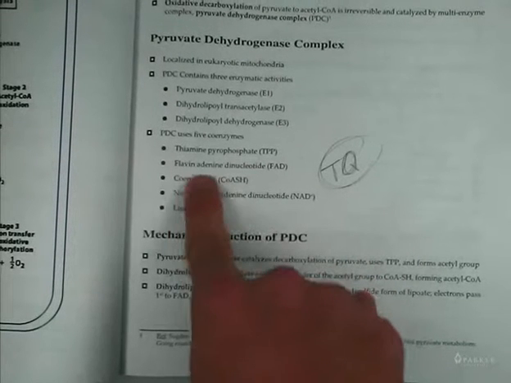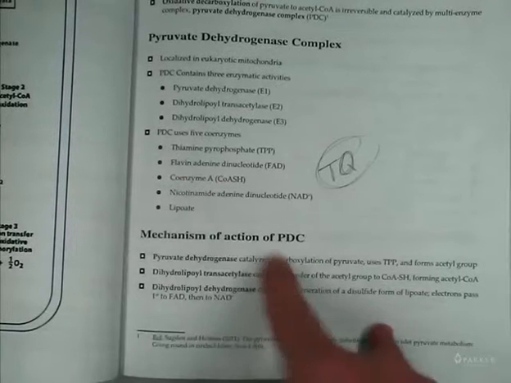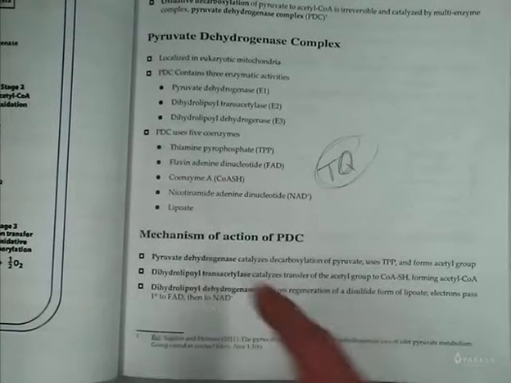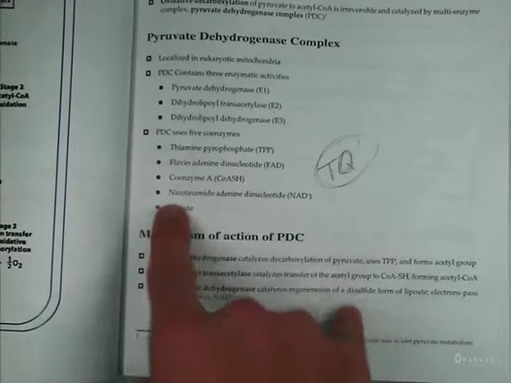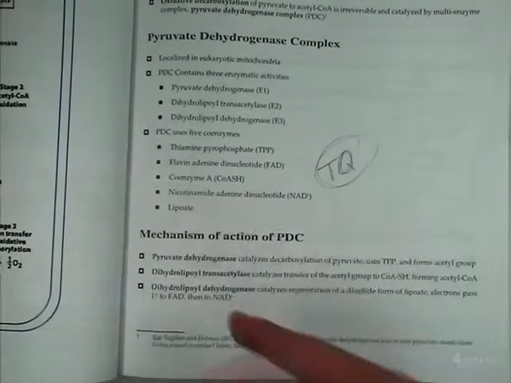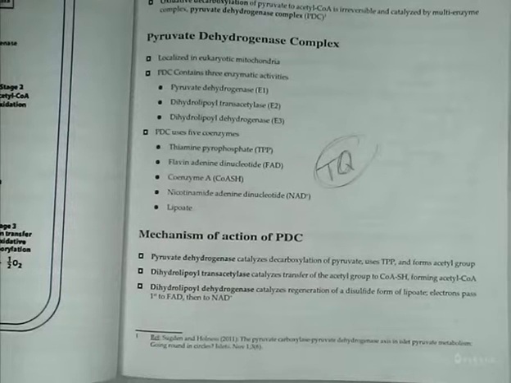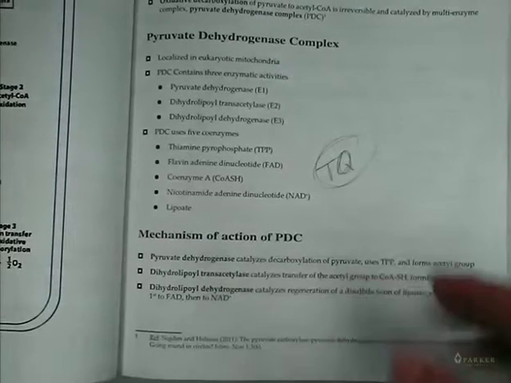Thiamine pyrophosphate, flavin adenine dinucleotide, coenzyme A, lipoate, nicotinamide adenine dinucleotide. So NAD, FAD, TPP, CoASH, lipoate.